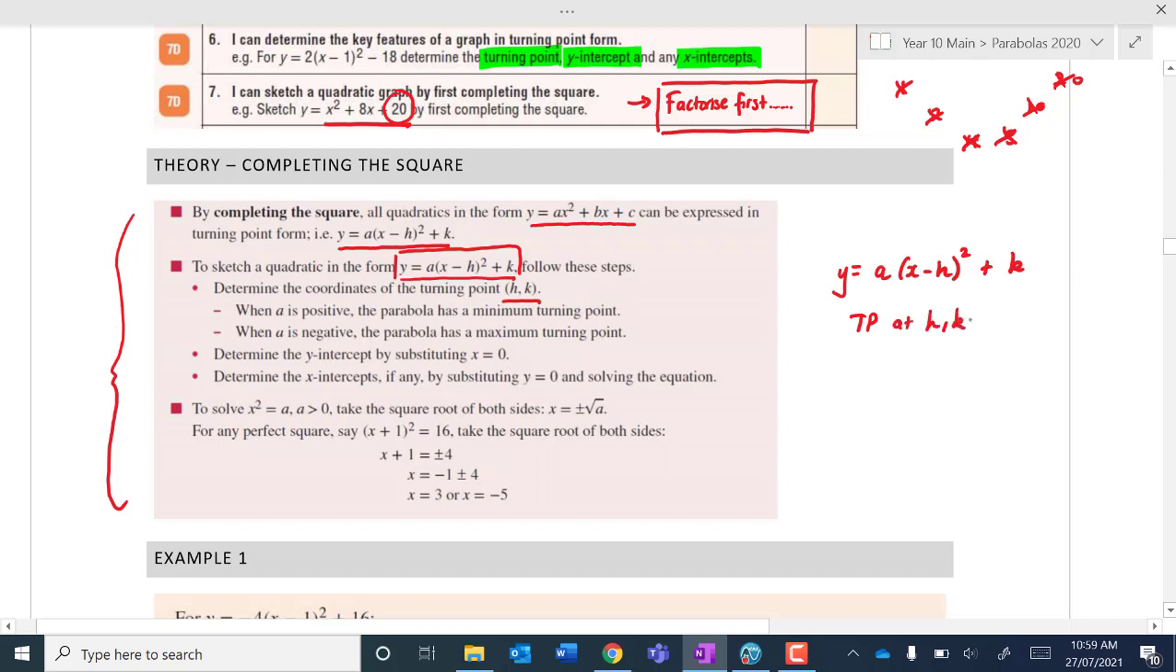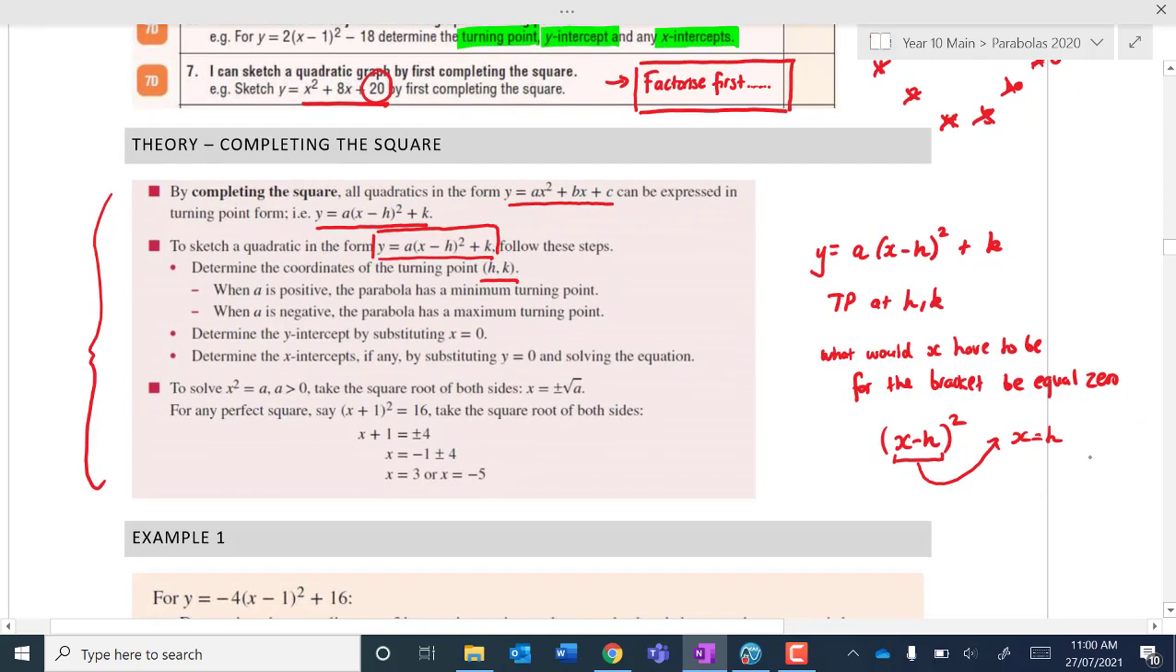So the way this can be a little bit confusing at first, because you've got over here x minus h. But I guess the way to think about this is, what would x have to be for the bracket to be equal to 0? Okay, so can you see here that I've got x minus h squared? Forget about the squared for the time being. What does x have to be for this to be equal to 0? Well, x would have to equal h. Now that happens to be the turning point, the x part of the turning point, and the y part of the turning point is this k part.